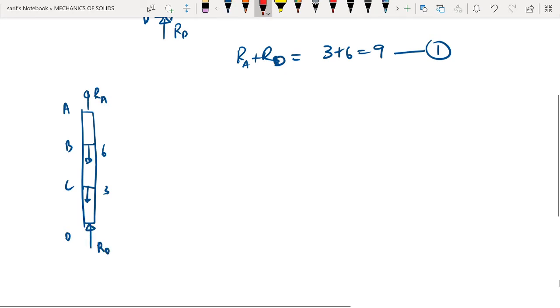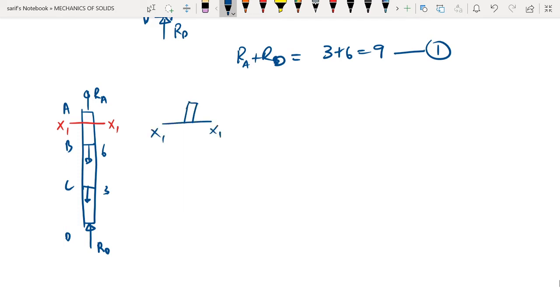So now if we consider the region AB, let us consider a section in the region AB. If we consider a section in the region AB, the net force acting in the region is RA. So if I try to draw the free body diagram of AB, it's going to look like this. And we are having a force RA in this direction. So for equilibrium, you should have RA in the opposite direction. So this segment, if you look, is undergoing elongation.